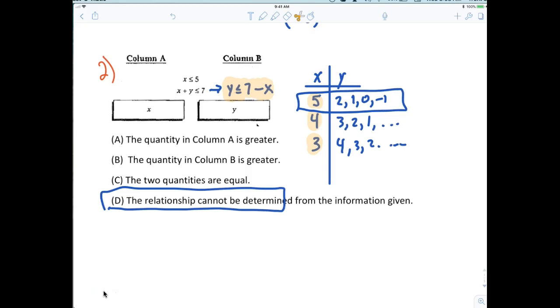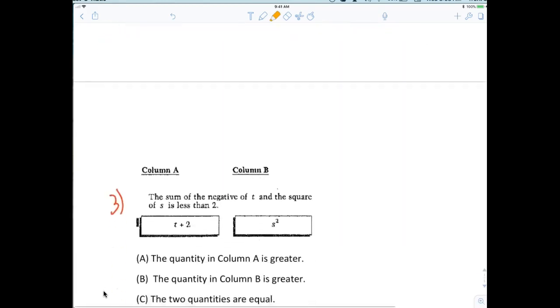No, it doesn't. It says X can be anything less than or equal to 5. So you can't go above 5. You can't go above 5. You would be on that, right? All right, that was a very good problem. All right, number 3.